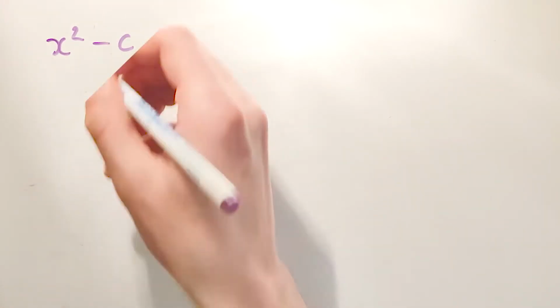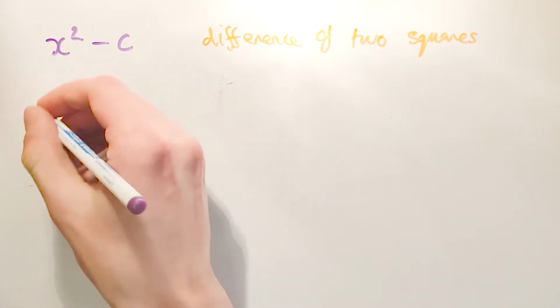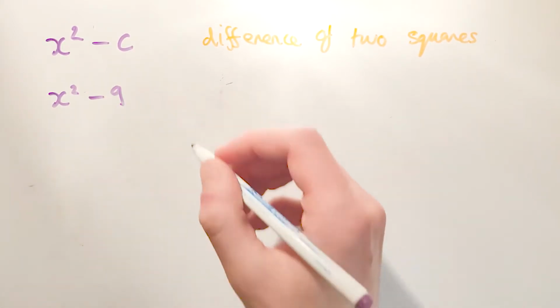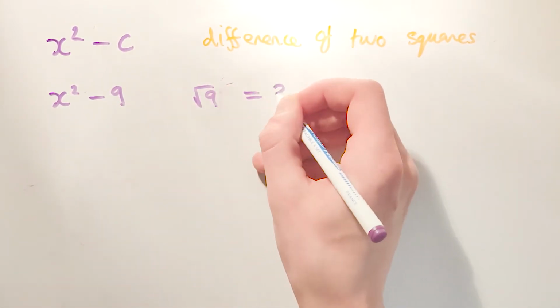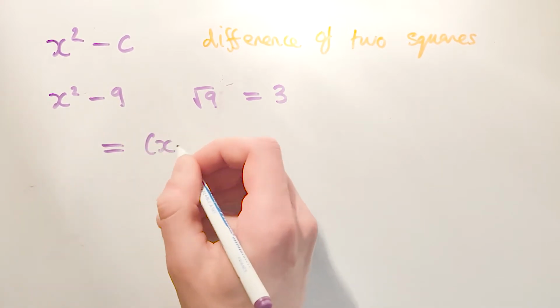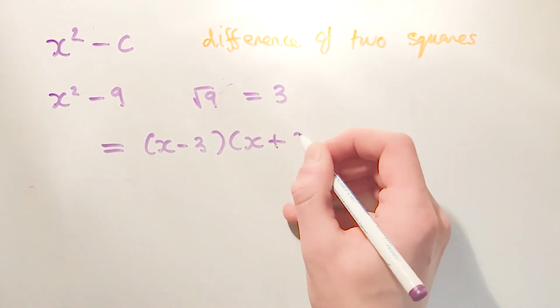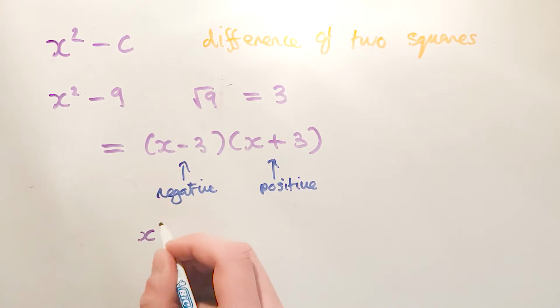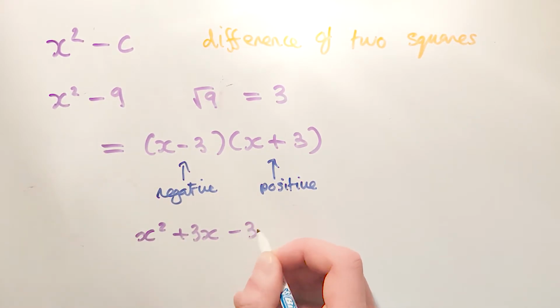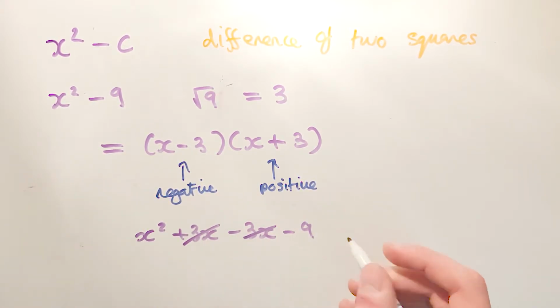When the coefficient of x is 0 and c is negative, we can often use difference of two squares to factorise the expression. Take the square root of the positive value of c and put it in the brackets like this, with one negative and one positive. This works because the terms in x cancel out when you multiply it out.